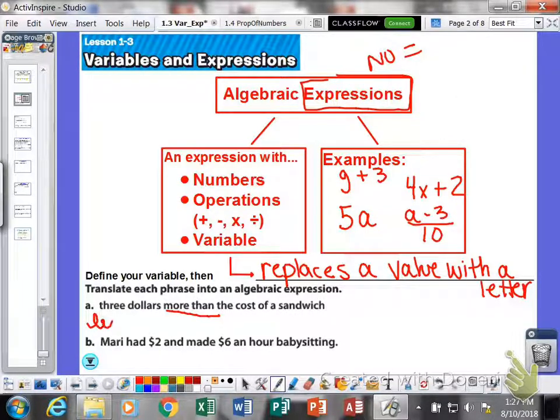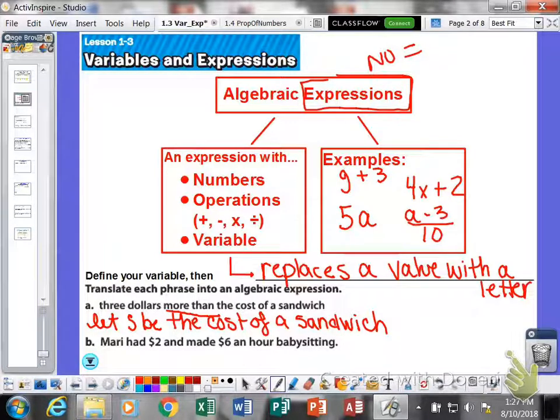So we're going to let S be the cost of a sandwich. That's what it means to define a variable. I am telling you that I'm going to use the letter S in my problem, and that variable represents the cost of a sandwich. Now I want $3 more than that. So we take the cost of a sandwich and we add 3 to it, and there is my algebraic expression for letter A.